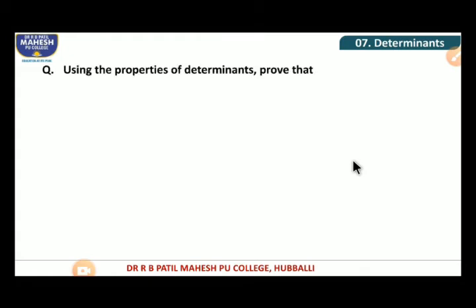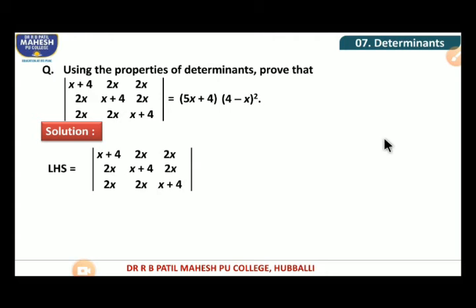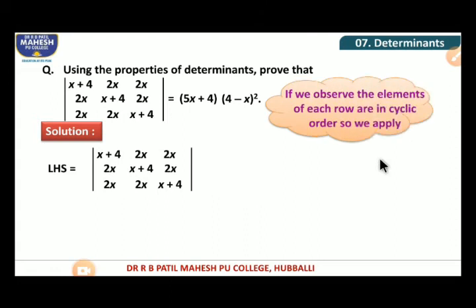Question: using the properties of determinants, prove that the determinant with rows (x plus 4, 2x, 2x), (2x, x plus 4, 2x), (2x, 2x, x plus 4) is equal to (5x plus 4) into (4 minus x) whole square. So in this problem, consider the LHS part, that is the determinant as it is, and here observe that the elements of each row are in cyclic order, so we can apply an operation.